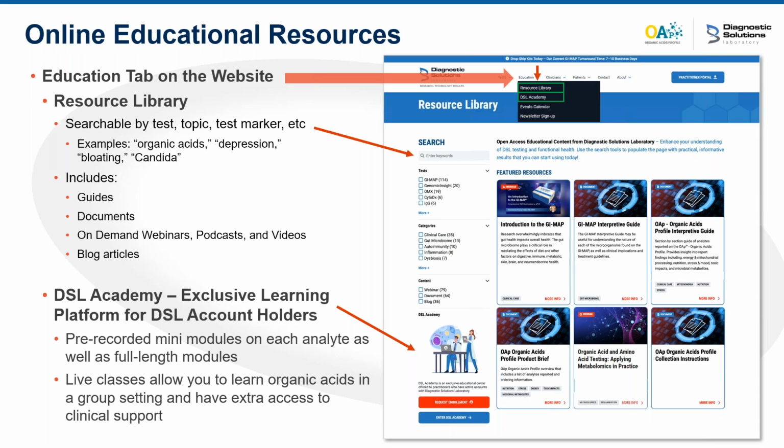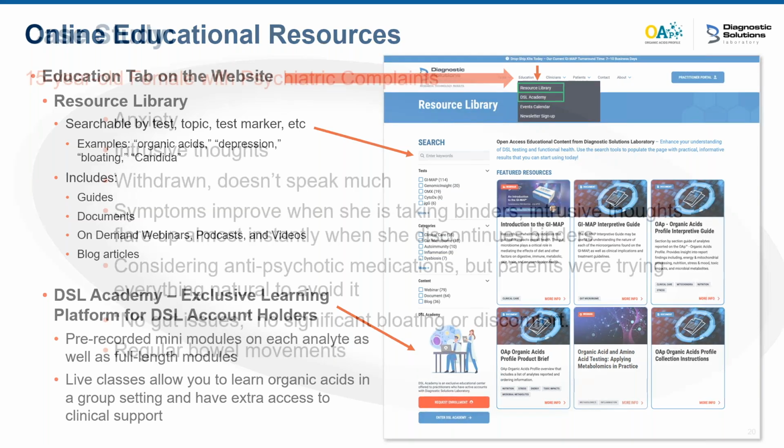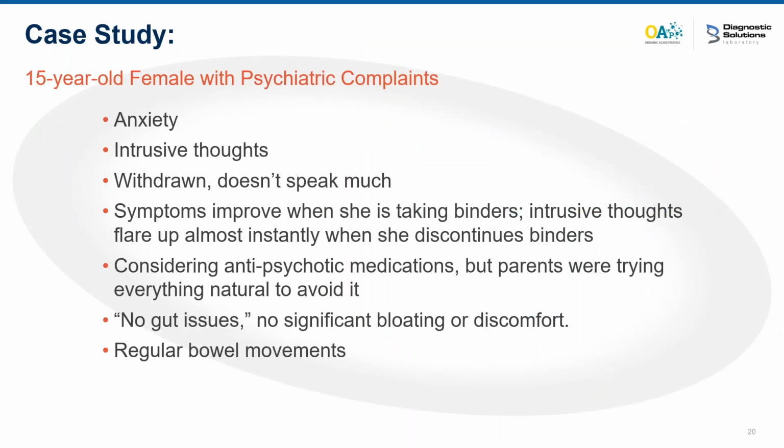Here's a view of the educational resources online. Whether you're interested in the organic acids or some of our other tests, you can search by topic. All of the materials related to that topic will come up for you. This is under the education tab on the website. And of course, we've got the Academy too. So for those of you who have an account with us, have ordered one kit, you have access to the full DSL Academy. Let's dive into our case study. So this is where things get interesting.